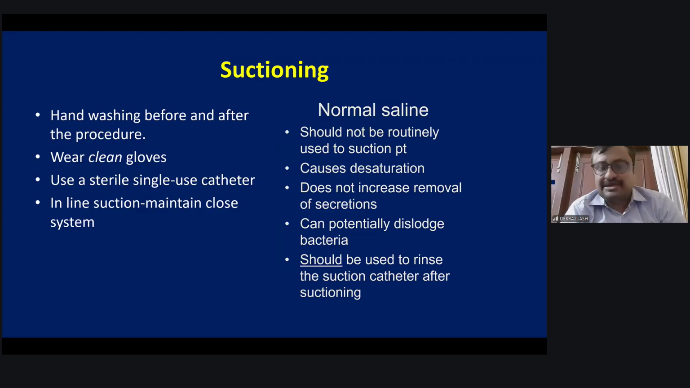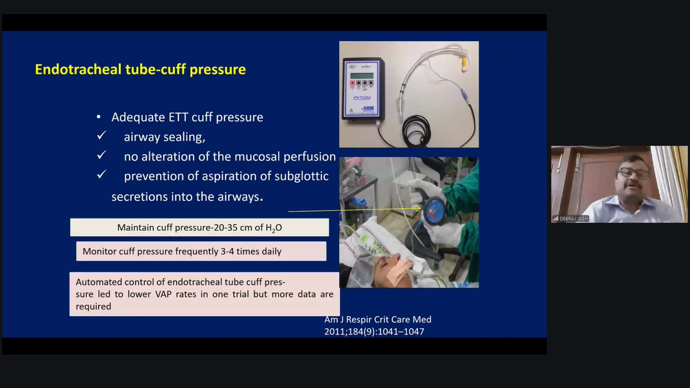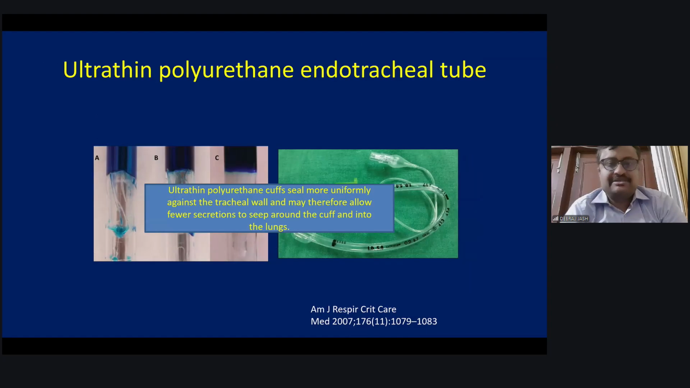It causes more desaturation, does not involve removal of secretion, and potentially dislodges the bacteria. Cuff pressure, very important point. We should maintain it between 20 to 35 centimeters of water. It should be monitored at least 3 to 4 times every day, because higher cuff pressure will lead to subglottic stenosis. Ultra-thin polyurethane endotracheal tube, these are the newer ET tubes which should be used.